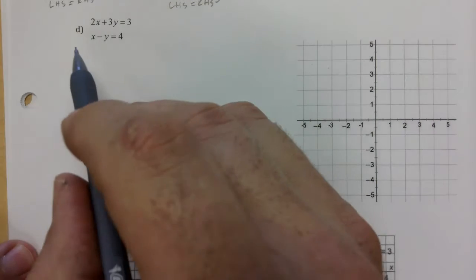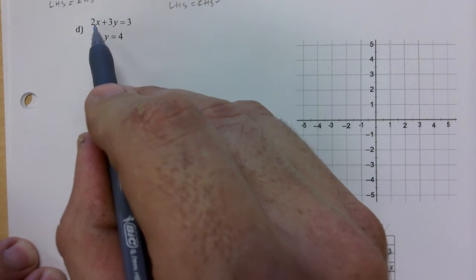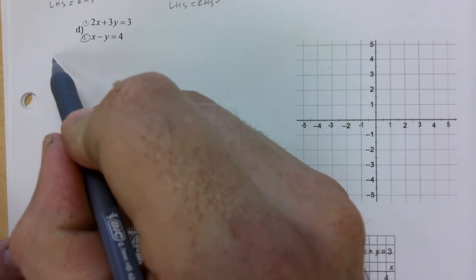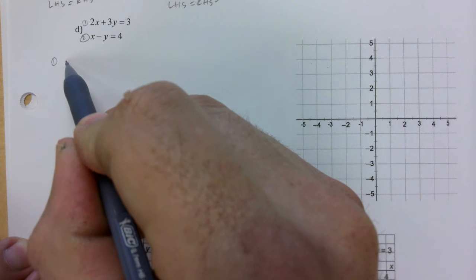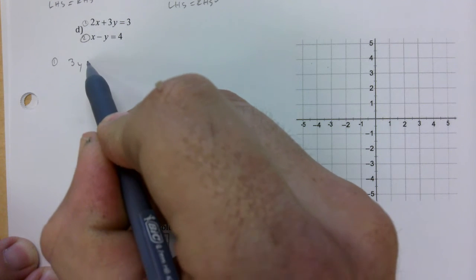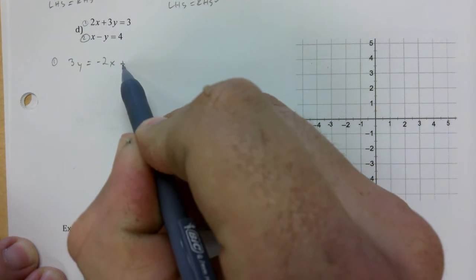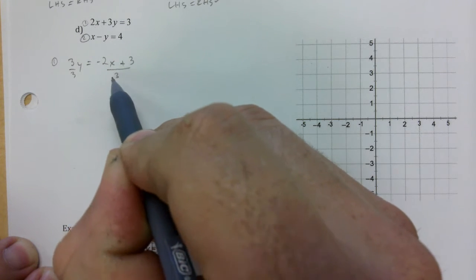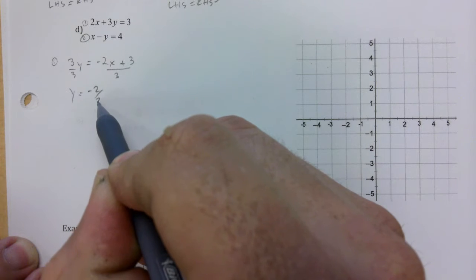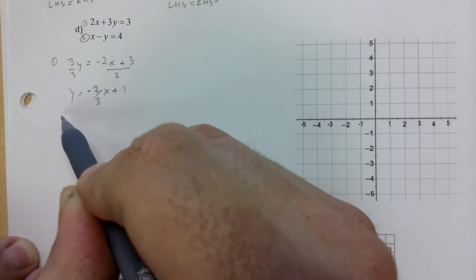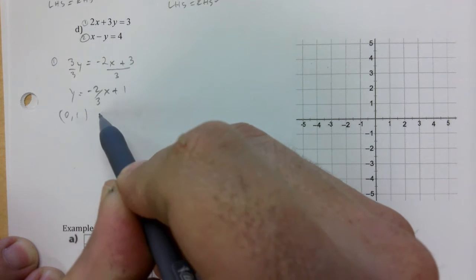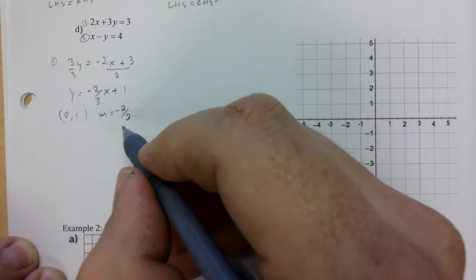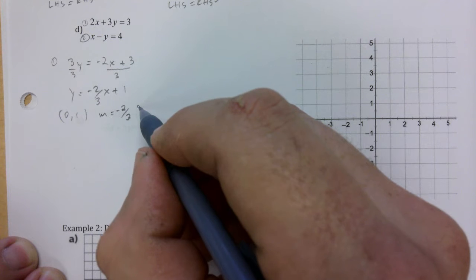So here we have another one, 2, 3, and 3. So I'll call that number 1, number 2. So for the first one, I will rewrite it immediately, right? So I'm just bringing the 2x over, divide everything by 3. Y is equal to negative 2/3 x plus 1. So 0, 1, and slope is negative 2/3, which is going downward, right?